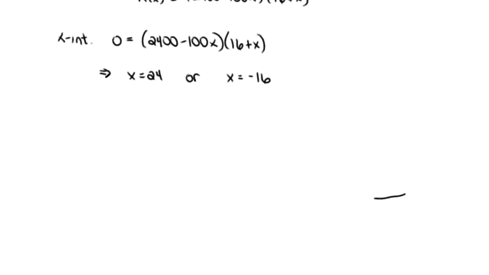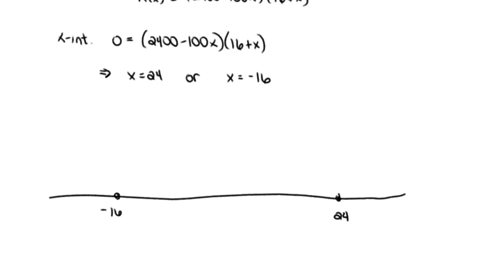And so if I were to quickly plot those, negative 16 and positive 24, halfway between will be our vertex for this parabola. Remember, halfway is just the average of two numbers. So the x vertex is just the average of negative 16 and positive 24. Just add those up, divide by 2. Negative 16 plus 24, that's 8, over 2 is 4. So I know that the x value for the vertex is 4.